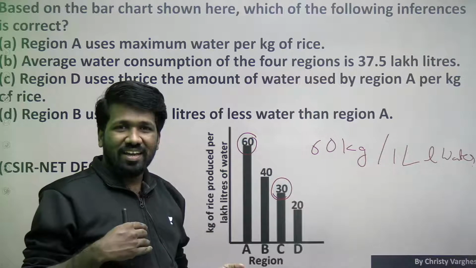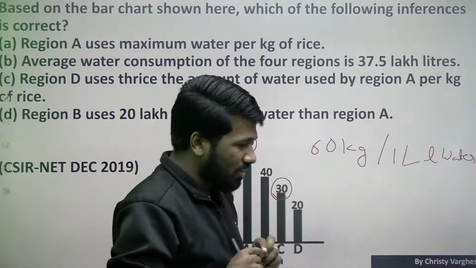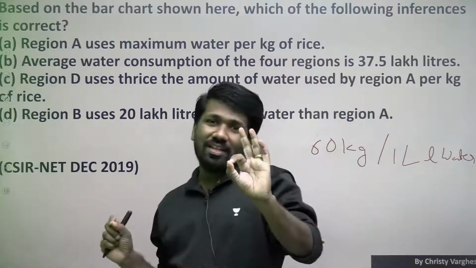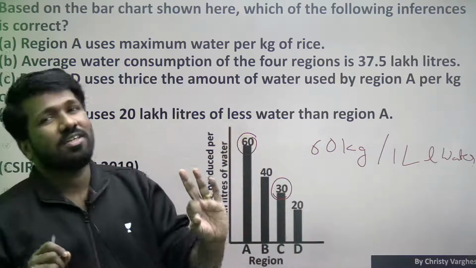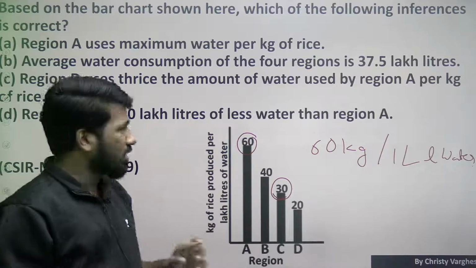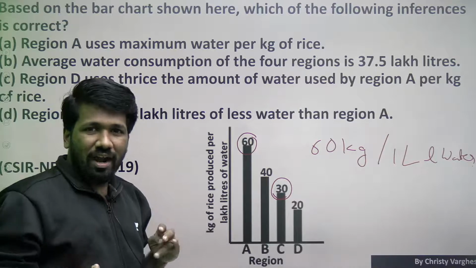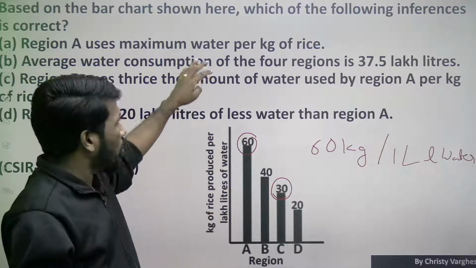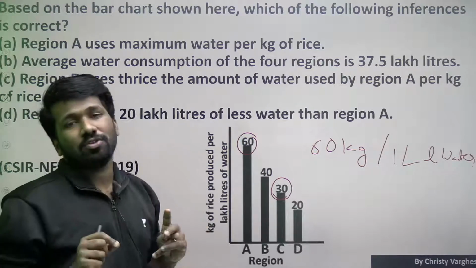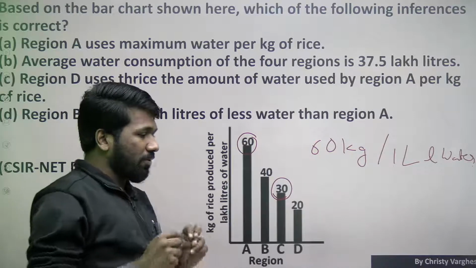Kilogram per water दिया है, water per kilogram पूछा है. Are you all understanding the difference? So in data interpretation questions in general, understanding the data correctly is very important, and especially exams like CSIR or GATE, they will try to put something in the question which you can understand wrongly, and the wrong option will definitely be there in the answer options which you think will be correct. So be careful about that.